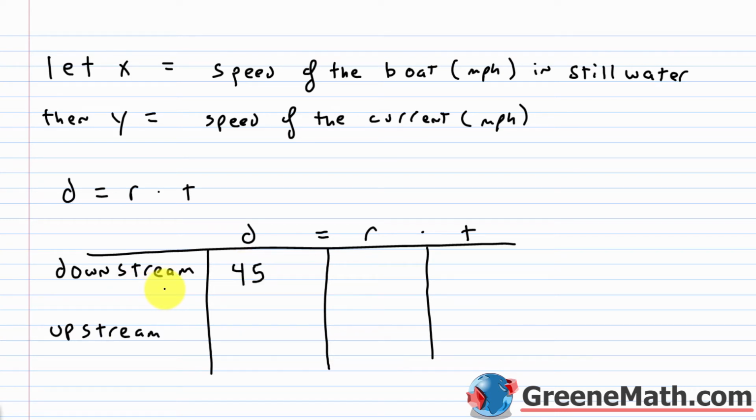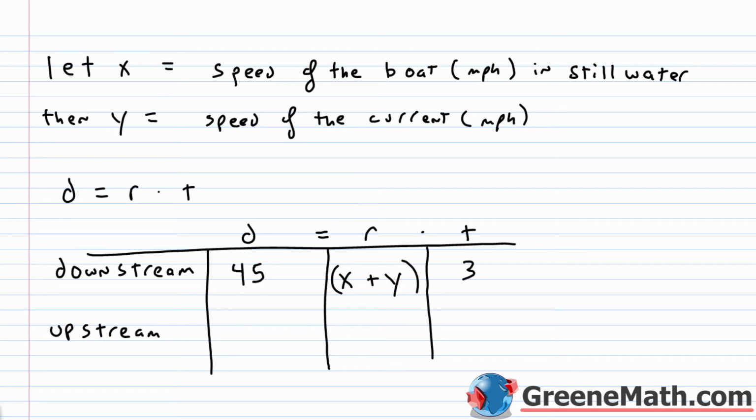For the trip downstream, we're told the time is 3 hours. So for the rate, if I'm going downstream, I have the speed of the boat in still water. If there was no current at all, that's x. And I also have the speed of the current that's helping me, so I would increase the speed by that amount. So x plus y would be my rate of speed here. So this times this would give me this.